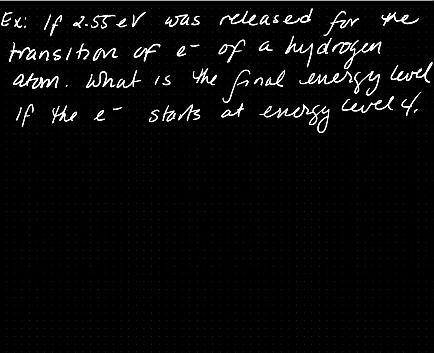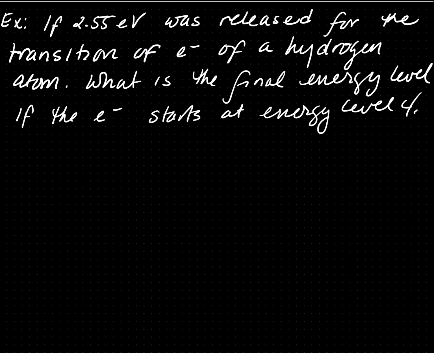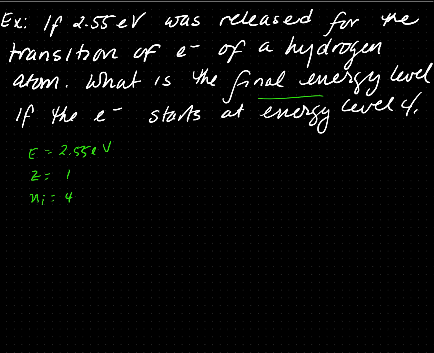So here we have energy in electron volts. So E is equal to 2.55 eV. And it's a hydrogen atom, so we know Z is equal to 1. And we're looking for the final energy level when we start with the initial energy level of 4. So we know we're going to use Bohr's equation. Delta E is equal to negative Rydberg's constant, Z squared, 1/n final squared, minus 1/n initial squared.